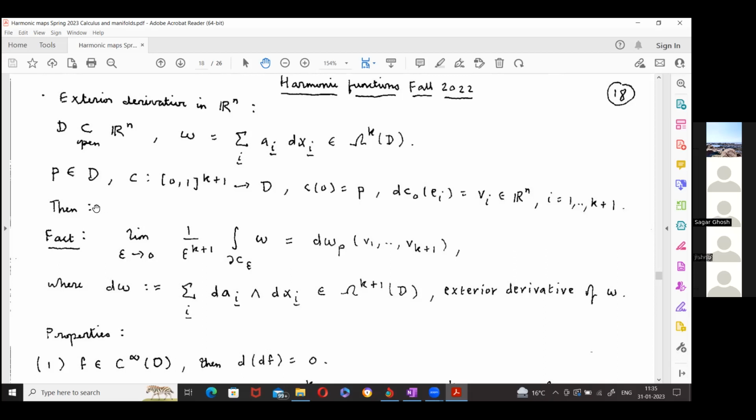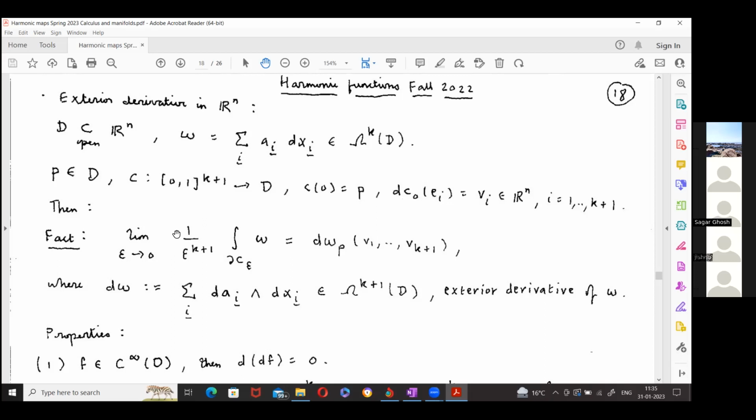Okay. So now we can do the following. I take a point P in D and I look at a k plus 1 cube, such that C(0) equals P and DC(0) of e_i is some vector v_i in R^n.